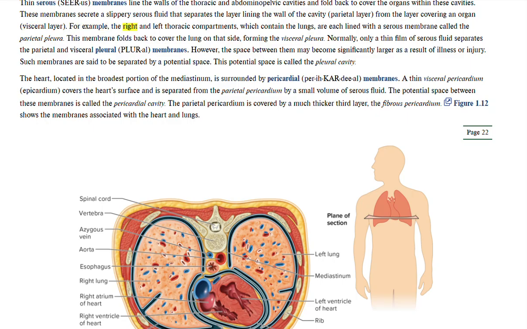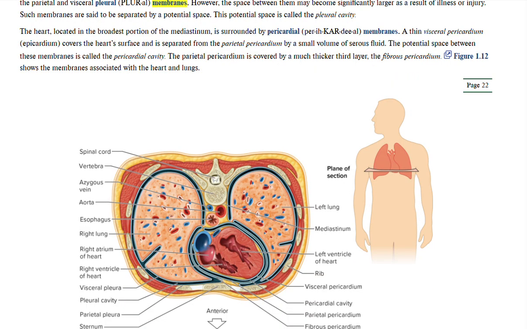For example, the right and left thoracic compartments, which contain the lungs, are each lined with a serous membrane called the parietal pleura. This membrane folds back to cover the lung on that side, forming the visceral pleura. Normally, only a thin film of serous fluid separates the parietal and visceral pleural membranes.